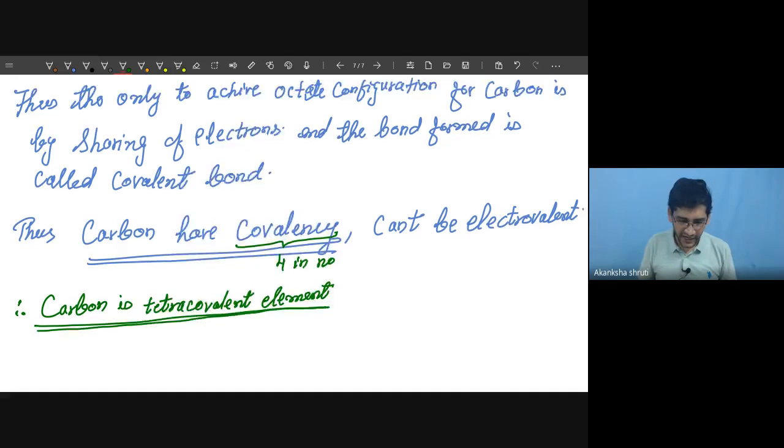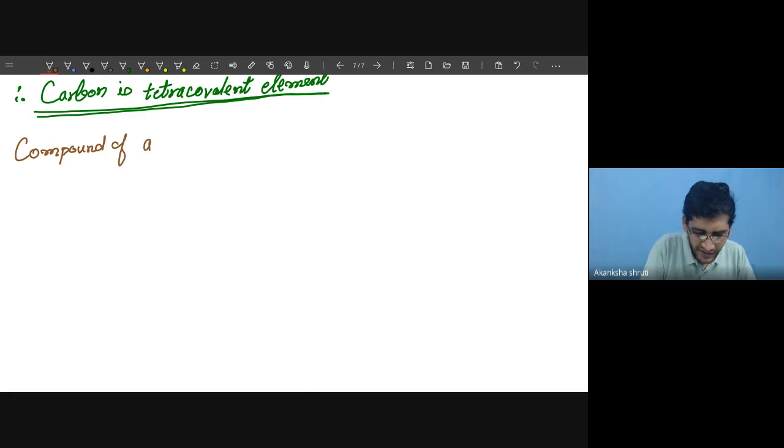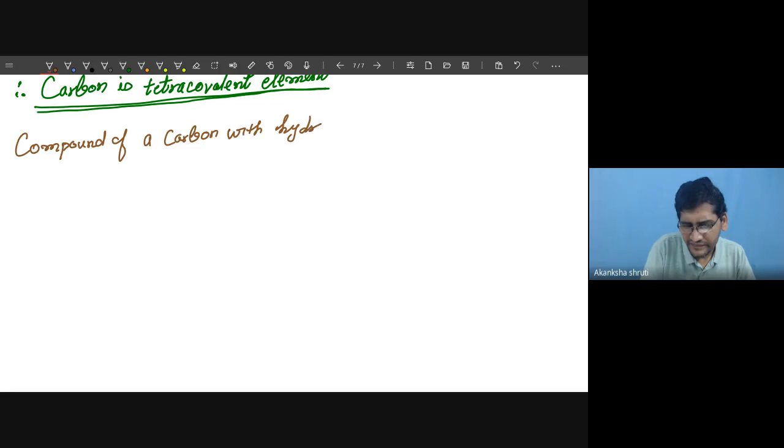Just before stopping the class, let us make one compound of this carbon. Say a compound of carbon and hydrogen, of one carbon with hydrogens, means only one carbon atom is there and hydrogen as much as you need. Then what could be the compound?